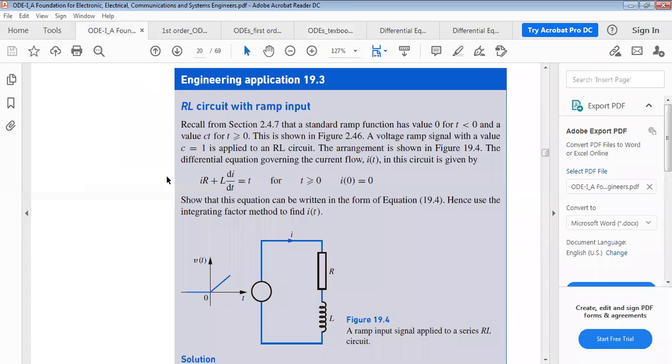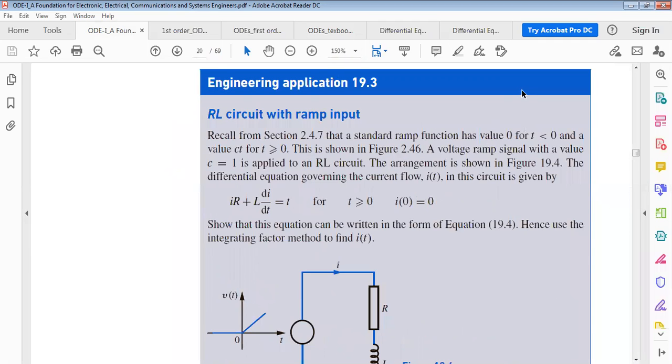Now we'll study some applications of differential equations in engineering, actually in your area. Please concentrate now. We will try to discuss the differential equation in engineering applications especially. Actually the first engineering application problem: RL circuit with ramp input. Recall the standard ramp function has the value 0 for t less than 0 and the value ct for t greater than 0.